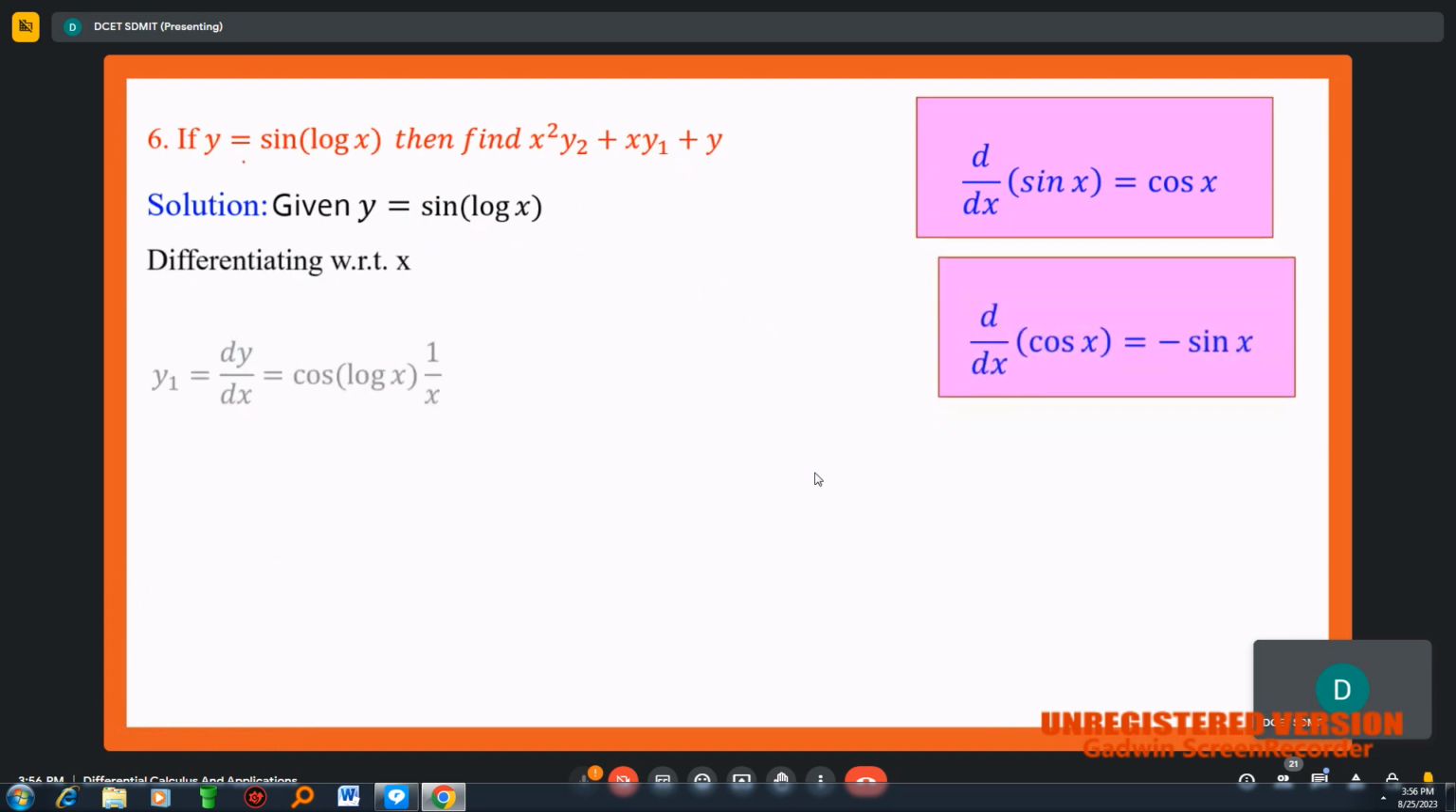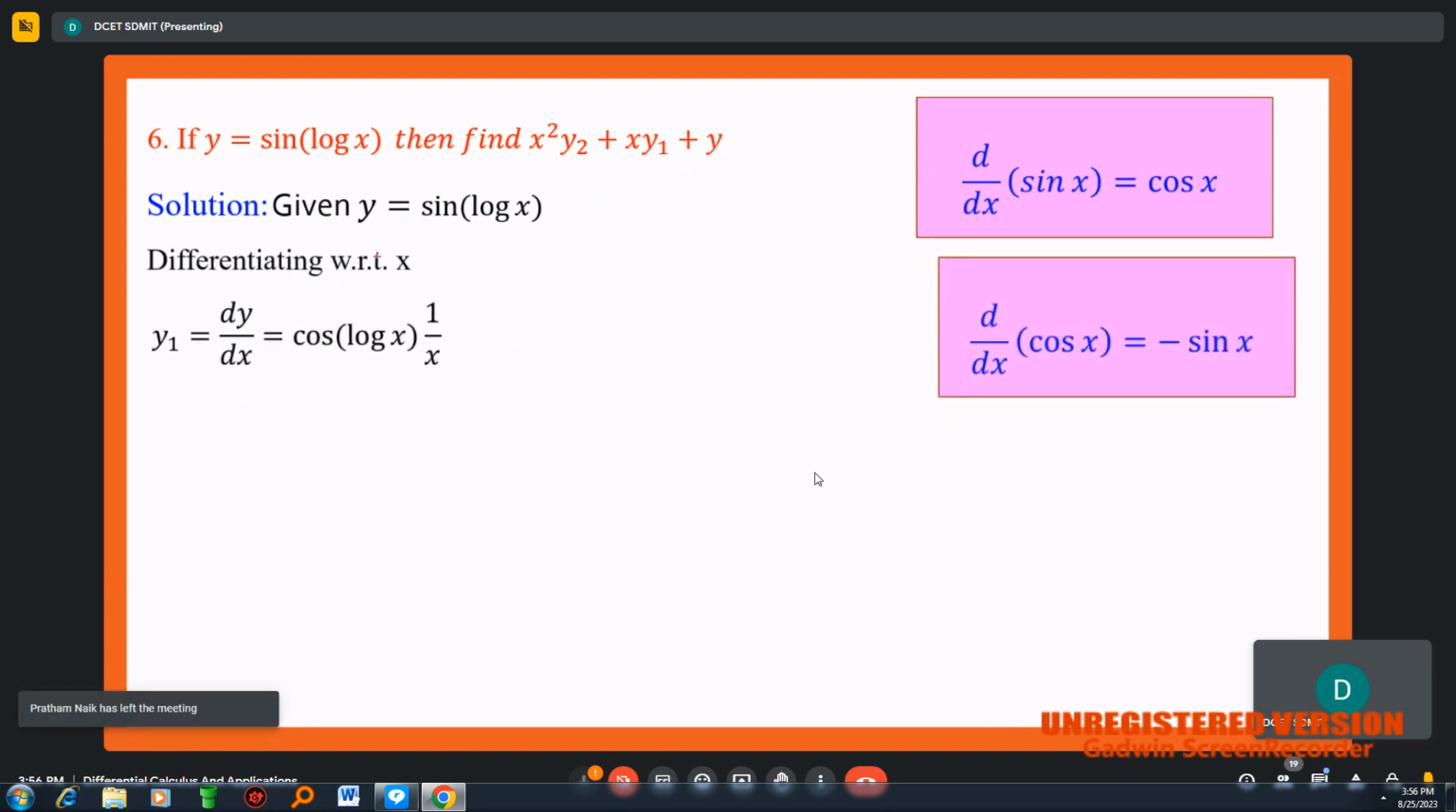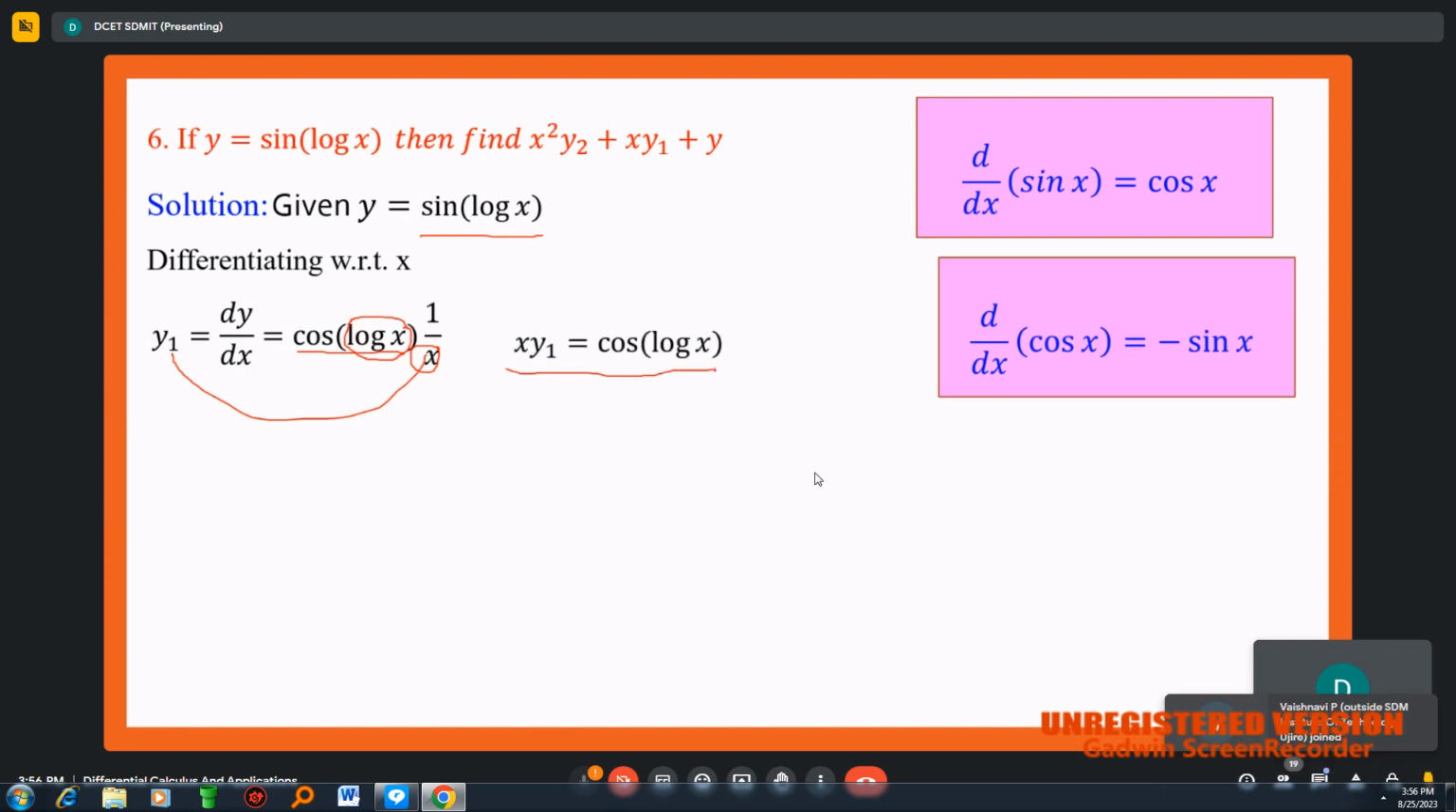Differentiating with respect to x, dy by dx. Differentiation of sine of log x is cos of log x into differentiation of log x, which is 1 by x. Now this x I will take to this side. Then what happened? x into y1 is equal to cos of log x.